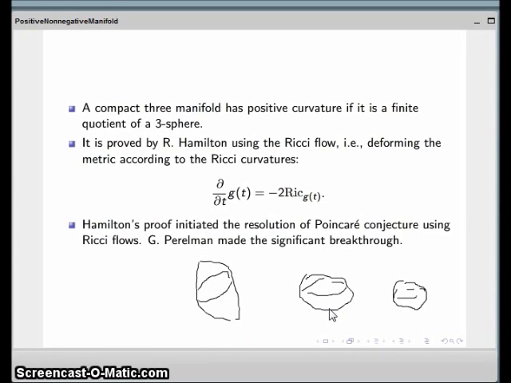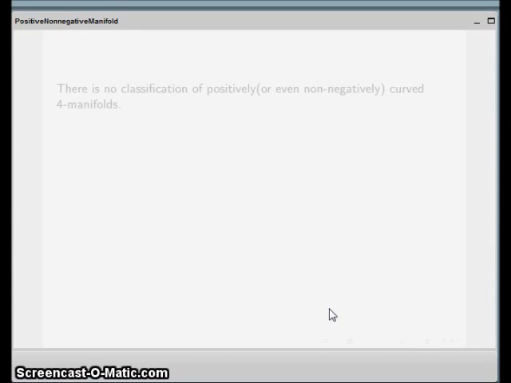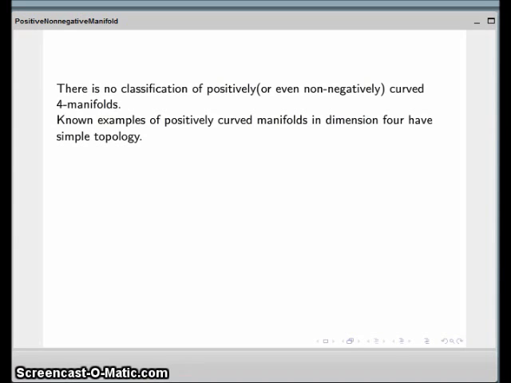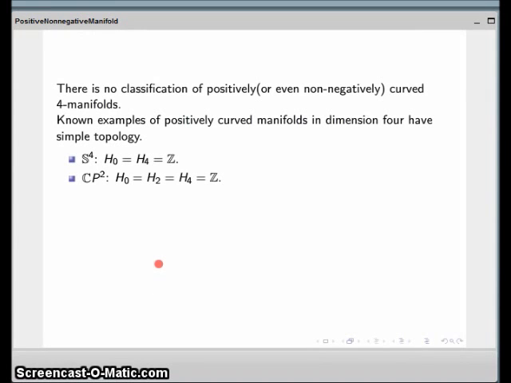Okay, so now we look at the 4-dimension. For 4-dimension, we don't have a nice classification result because we cannot answer the question by Hopf about whether S2 cross S2 has positive curvature or not. But we can look at examples in 4-dimension.